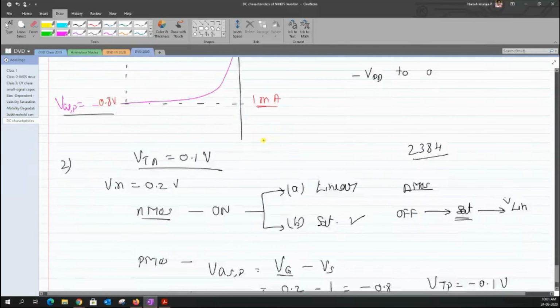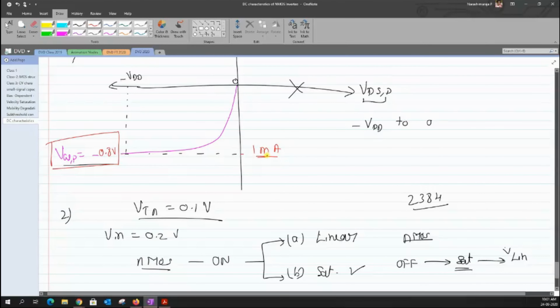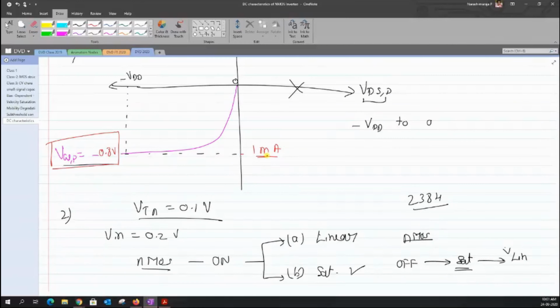So how can I do this? With the PMOS capable of conducting a very large current of 1 milliampere, still, I don't want that 1 milliampere of current to flow through the device. So basically, the PMOS has to operate in which region to make this happen? Linear region. Yeah, it's supposed to be linear, right?